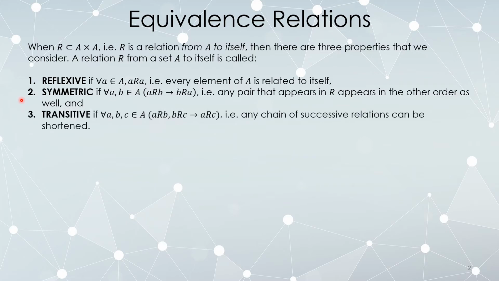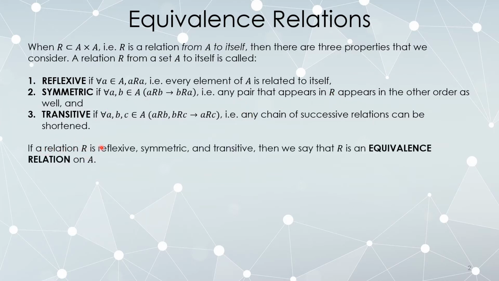And the third property is the transitive property. Given any three elements of the set, if A is related to B and B is related to C, that will imply that A is related to C. So any chain of successive relations can be shortened. Once you have this property, you can do it in many, many steps. If A is related to B and B is related to C and C is related to D and D is related to E, well then A is related to E overall.